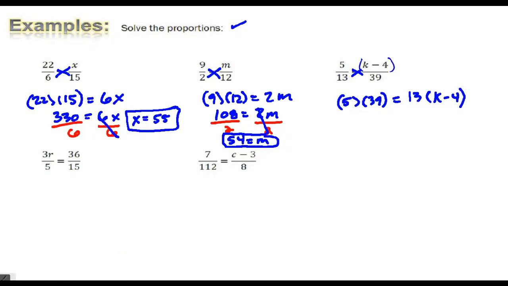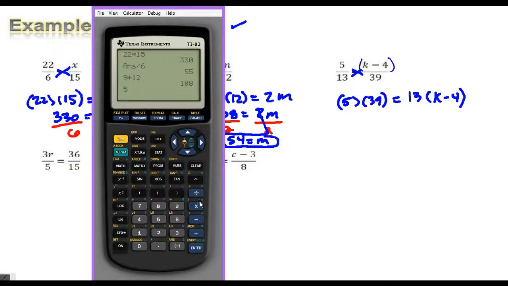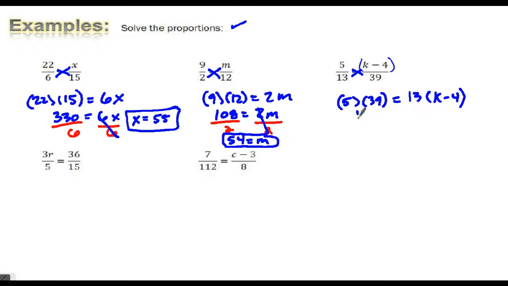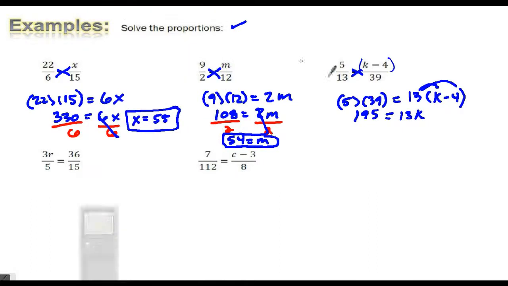So let's take our calculator, multiply 5 times 39. And we're going to get 195. And that's going to equal, now we want to distribute, so we want to go ahead and multiply 13 times k is 13k. Multiply 13 times 4. See, 13 times 4, I don't know that one. 13 times 4. And we get 52. So minus 52.